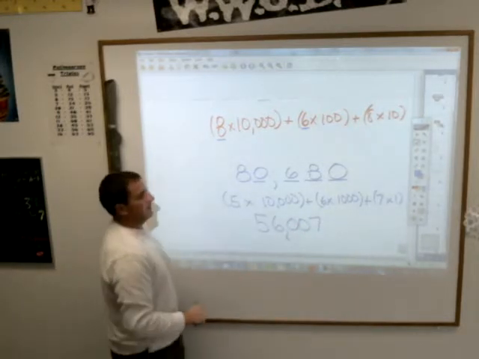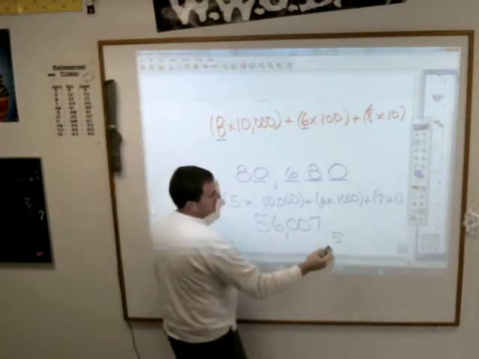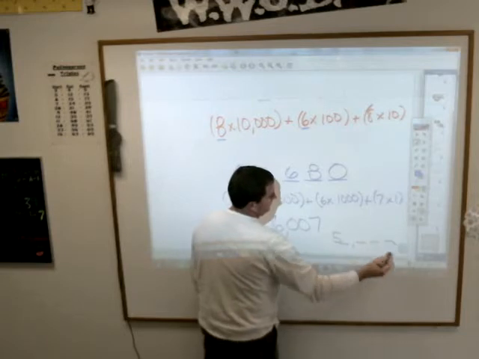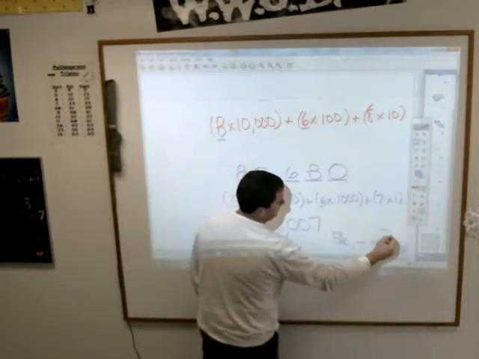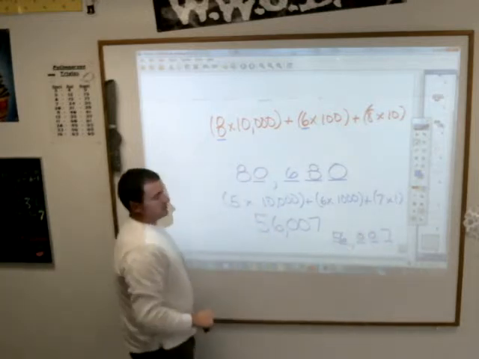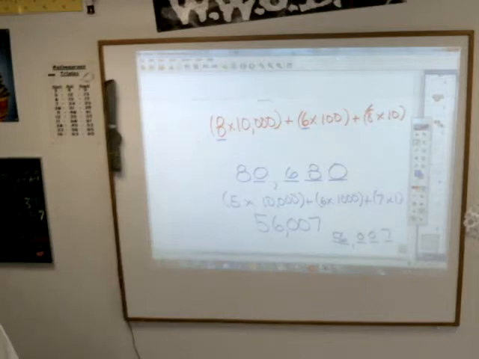And again, I'd recommend as you do this that you write the 5 down. You know, again, it's in the 10,000s place, so there have to be these blanks after it. 6 is in the thousands place, 7 is in the ones place. The rest of them are zeros there. Anybody think they got troubles or issues with that?